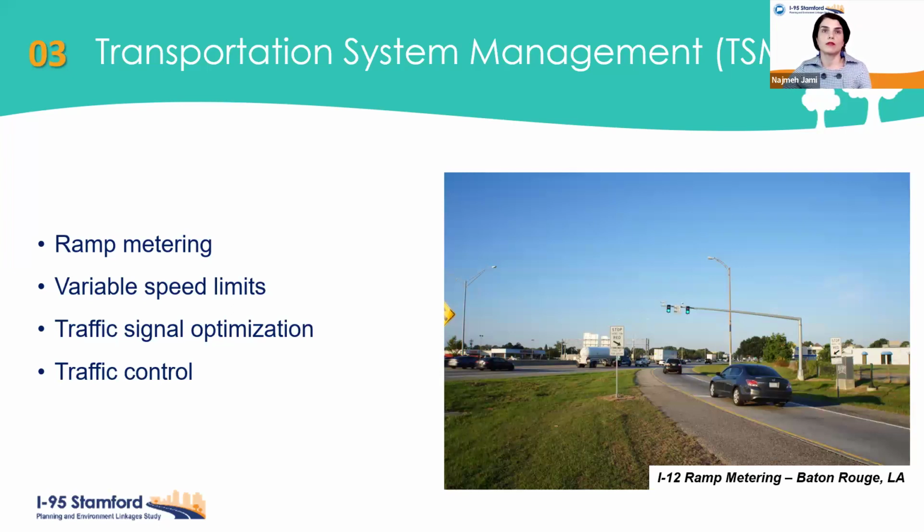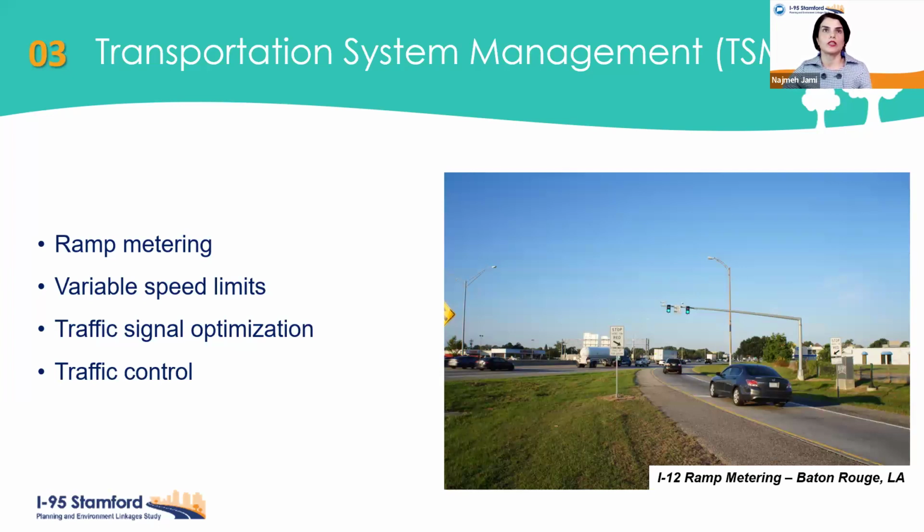It involves installing a traffic signal on a freeway on-ramp, and that controls the rate at which cars can enter the flow of traffic to the main line. And that control is based on the real-time traffic conditions of the main line. So by that controlling, it actually can help to some degree to alleviate the congestion and improve the safety of the whole freeway system. Other examples of that are variable speed limits, traffic signal optimization, and traffic control.